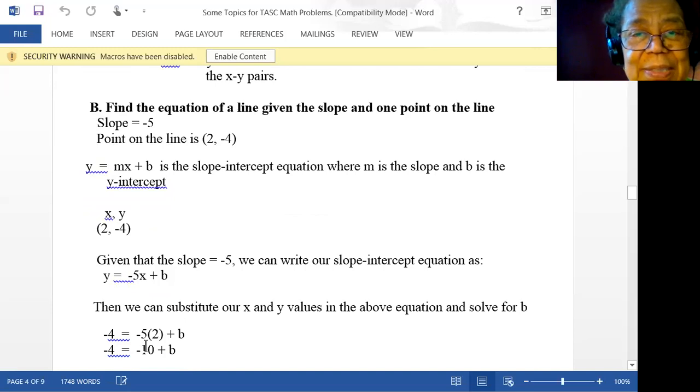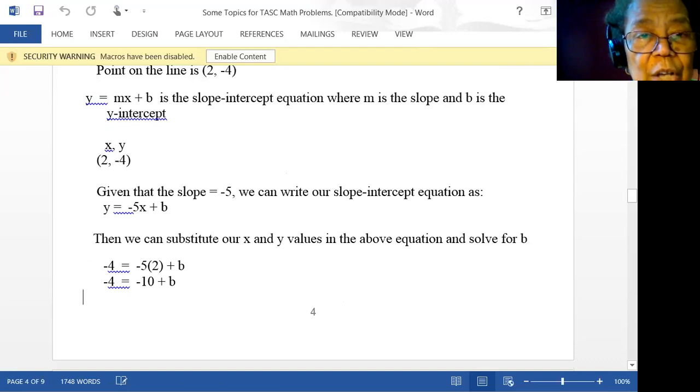Now, we can write our slope-intercept equation. We know what the slope is, so y equals mx plus b. We put in our slope: minus 5x plus b. Now, how do we find b, the y-intercept? Well, we were given an x value and a y value, so we can plug those in. Minus 4 is the y, and 2 is the x. If we plug those in, we only have the one unknown, and that's b, the y-intercept.